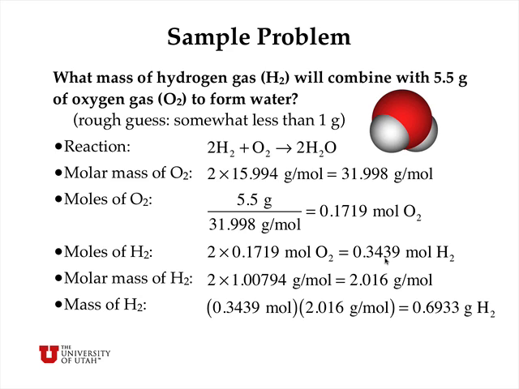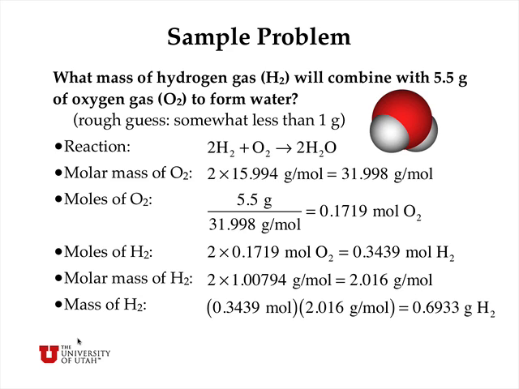Now that we know the number of moles of hydrogen, we have to back calculate the mass of hydrogen in grams. And again, we're going to need to know the molar mass of hydrogen. Well, if we look in the periodic table, we can find that the molar mass of hydrogen atoms is 1.00794 grams per mole. And so for hydrogen molecules, which have 2 hydrogen atoms per molecule, it's twice that much, or 2.016 grams per mole of hydrogen gas.